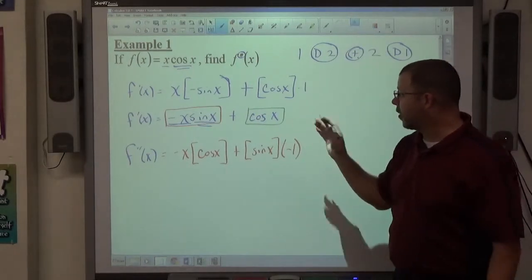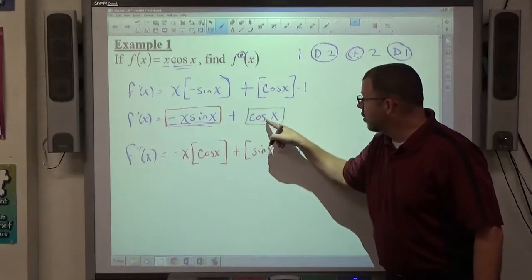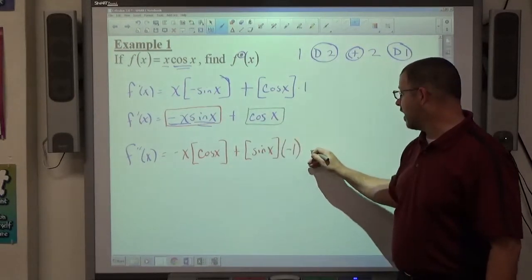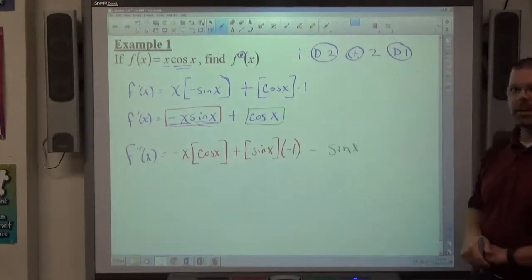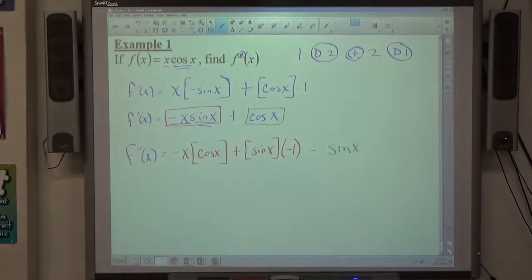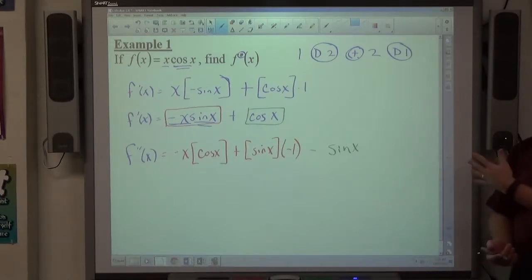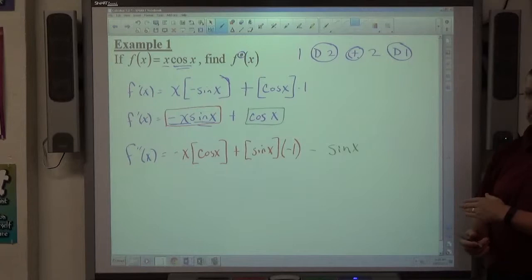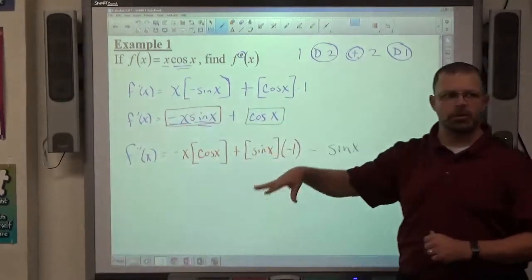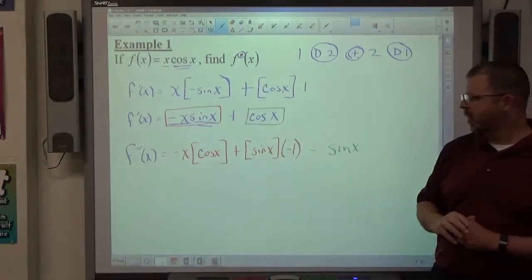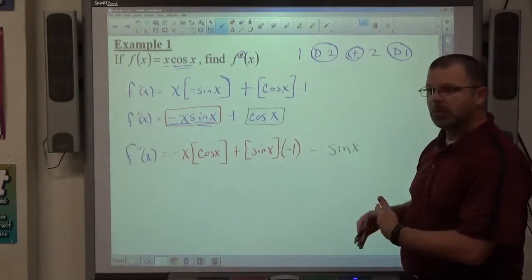Not simplified yet, but we don't care about that. And then I got plus cosine of x. The derivative of cosine of x is negative sine of x. Plus negative sine of x, same as minus sine of x. So again, the red represents the derivative of negative x sine of x. The green represents the derivative of cosine of x. I've completely differentiated everything, so I'm done with the calculus. I did calculus from here to here, so I changed f prime to f double prime. Every time you do calculus, you're changing that prime. And now that I'm done with the calculus, I'm doing algebra again.